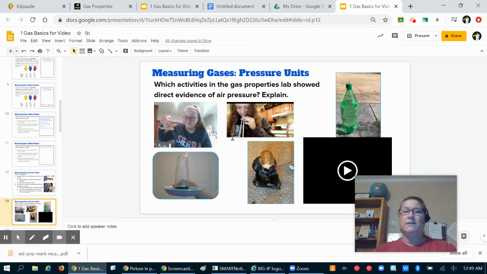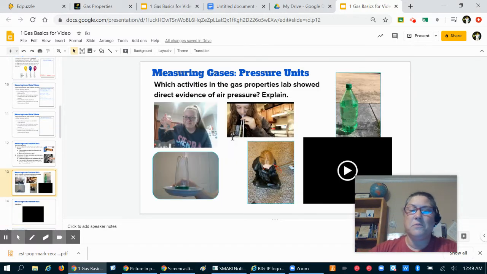So which activities in the gas properties lab show direct evidence that we even have air pressure all around us? You guys did a really awesome job on that lab. I hope I haven't embarrassed anyone, but if you were in class, I would have made you do this in front of everybody anyway. So the card on the glass: the reason the card didn't fall off isn't because it was being sucked up or stuck. It was because of air pressure pushing the card up, and it pushes up on the card more than gravity pulls down on the water.